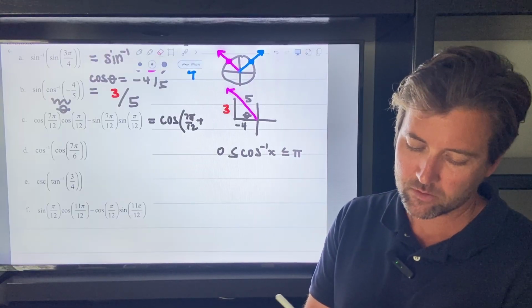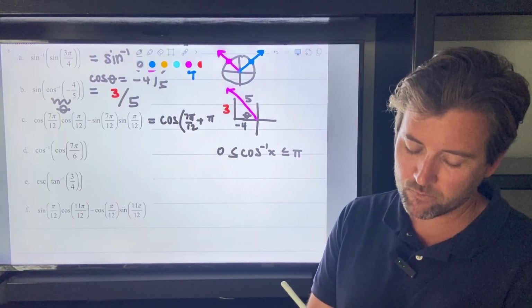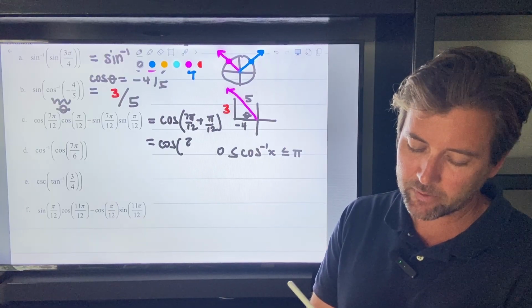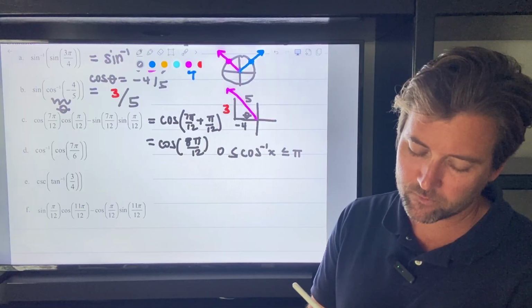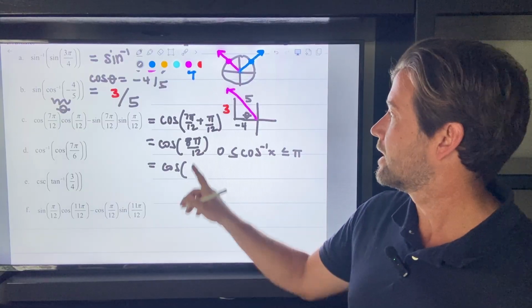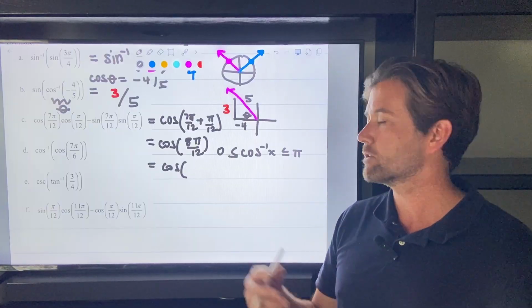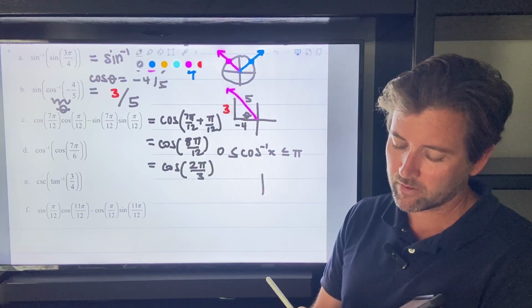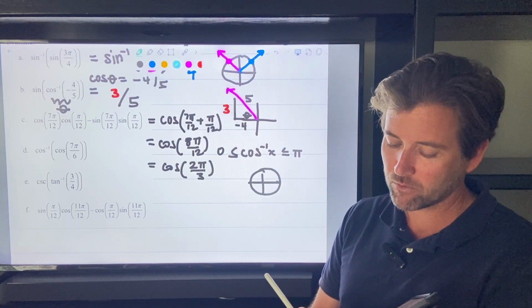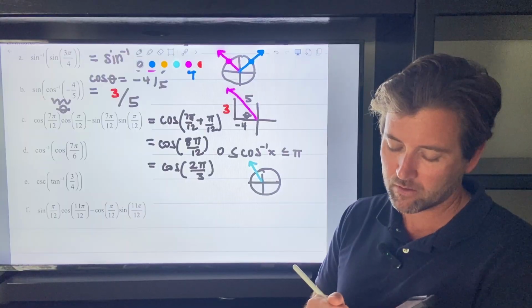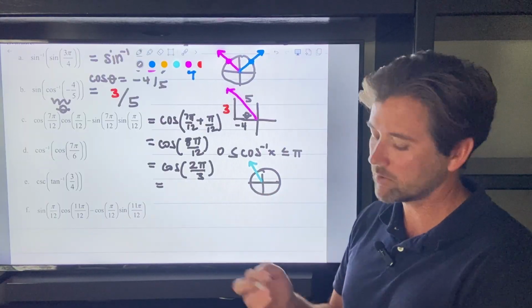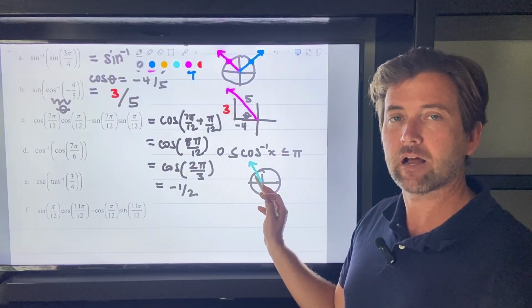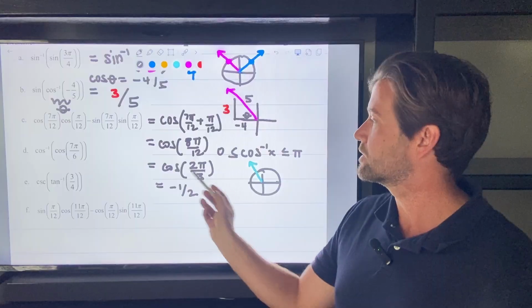plus pi over 12. This reduces to cosine of 8 pi over 12. 8 and 12 have a common factor of 4, so I'm going to reduce that, and that becomes 2 pi over 3. So if I draw the angle, 2 pi over 3, that's the angle there. The cosine of that angle is going to be negative 1/2. This coordinate on the unit circle is negative 1/2, comma, rad 3 over 2. Cosine is the x coordinate.